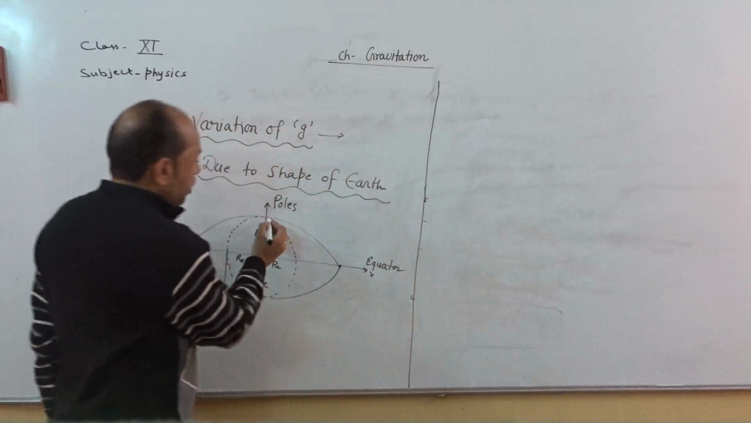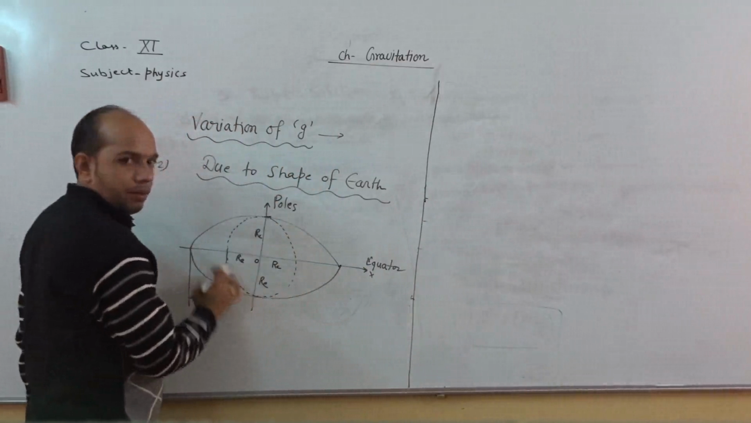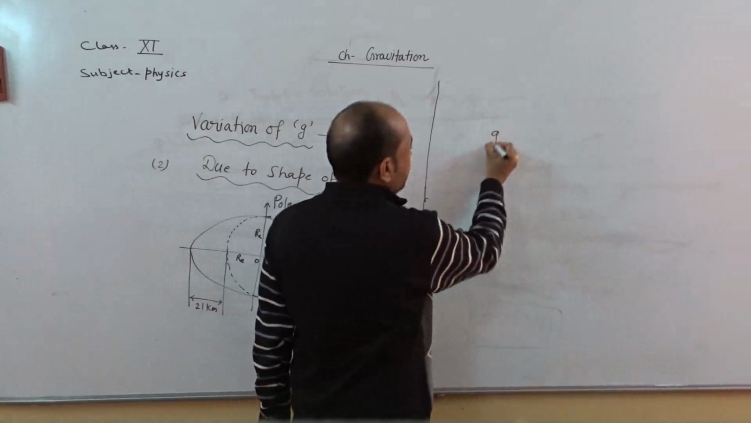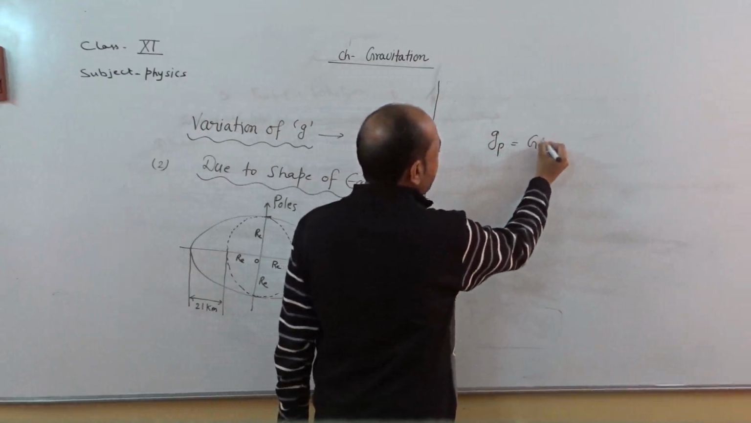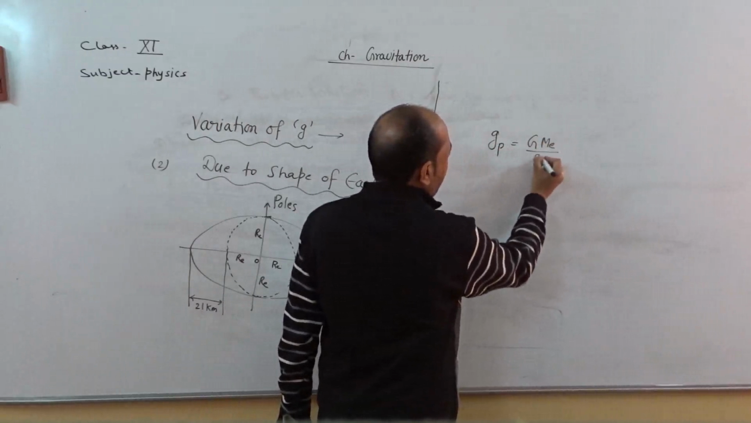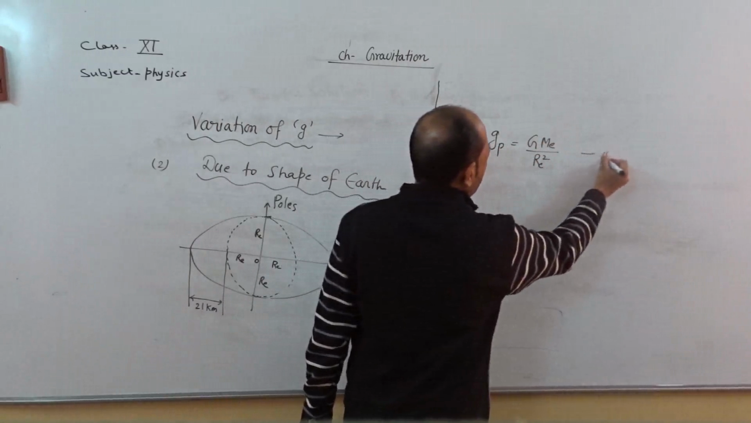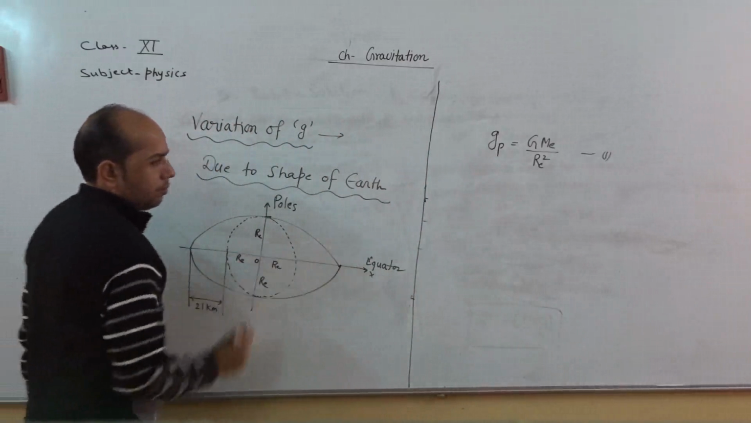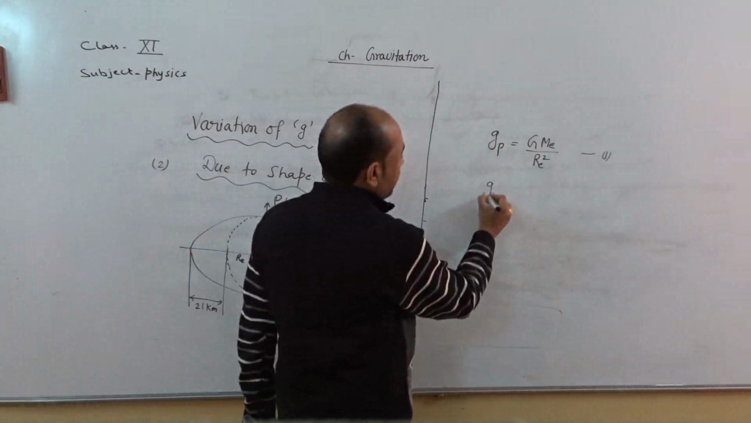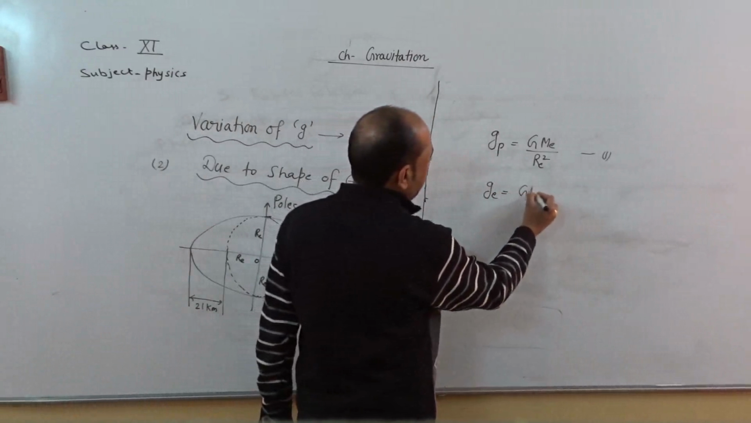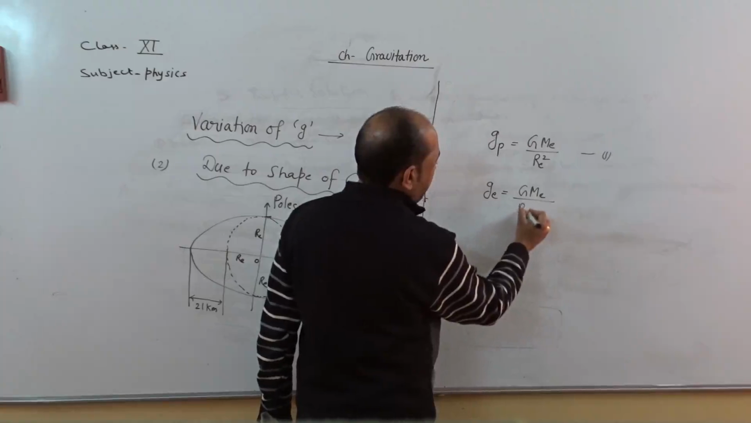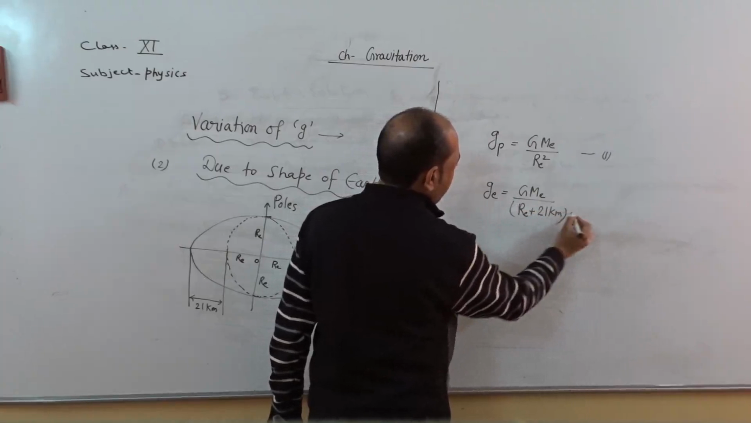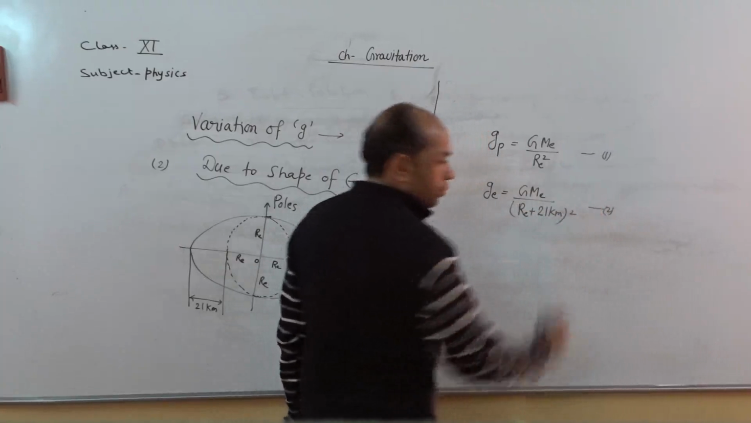So if we calculate at the poles, this is treated like gravitation acceleration at the surface of earth. So gravitation acceleration at poles equals G Me upon Re square, equation number 1. If you find it at the equator, the gravitation acceleration at equator equals G Me upon (Re plus 21 kilometer) square, say equation number 2.